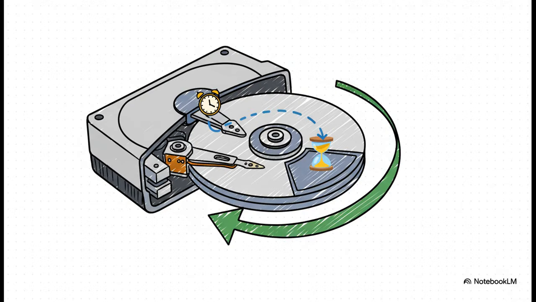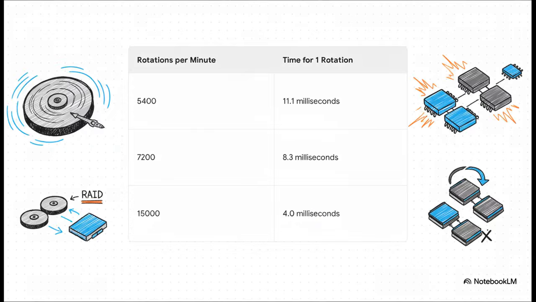So get this. Before a single byte of your file is even read, you're already waiting. You're waiting for the arm to move, and you're waiting for the disk to spin. These two delays, seek time and rotational latency, are the fundamental bottlenecks of every single hard drive. And this really puts that delay into perspective. Even a super high-end server-grade drive spinning at an insane 15,000 RPM still has a 4-millisecond delay just waiting for the disk to spin. Now, when a computer's processor is doing things in nanoseconds, a millisecond is forever.